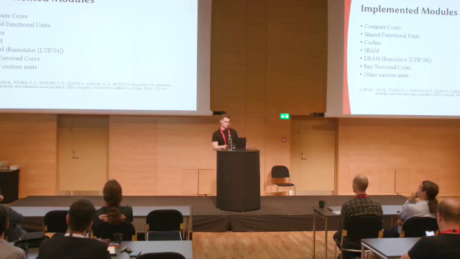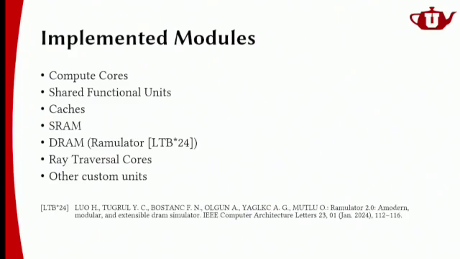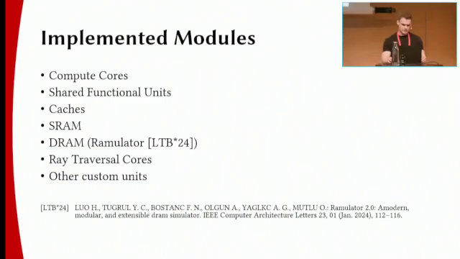So we have all the things you'd expect: compute cores to execute assembly instructions, shared functional units for things like divides or transcendental functions that you don't want to have per core, but you want to have shared among multiple cores. We also have caches, so we have a very flexible cache model that we can use to simulate different hierarchies, SRAM for things like local scratchpad, and then we have a very detailed DRAM model that's actually the Ramulator model. So that's an open source DRAM model that we didn't write, but it's a very well-established and accurate DRAM model, which is really important for studying things like ray tracing, which are memory bound.